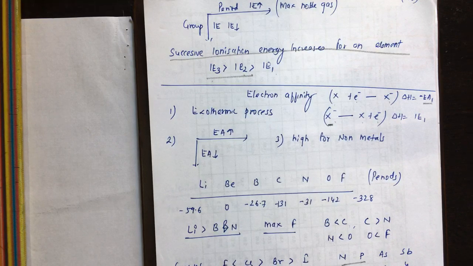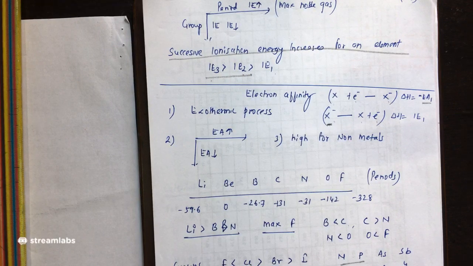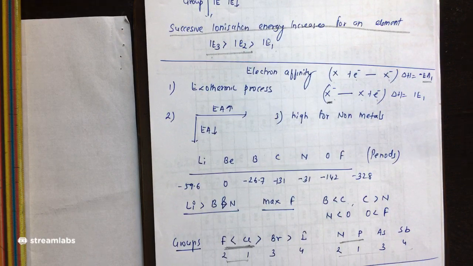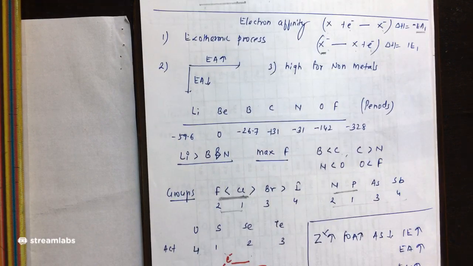Period-wise, electron affinity increases, and group-wise it decreases. The maximum electron affinity is for non-metals, because electron affinity is basically a property of non-metals.